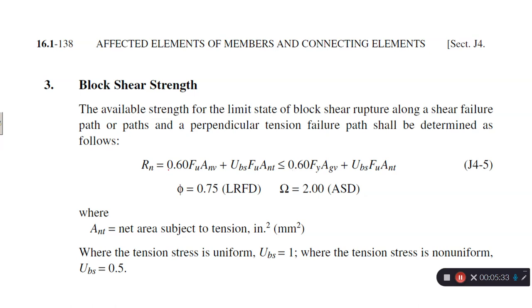This 0.6 times Fu portion is actually the shear strength. So shear strength is approximately equal to 0.6 times Fu. That's your shear fracture strength, the ultimate shear stress. And similarly, the item 0.6 times Fy is the yield shear stress.